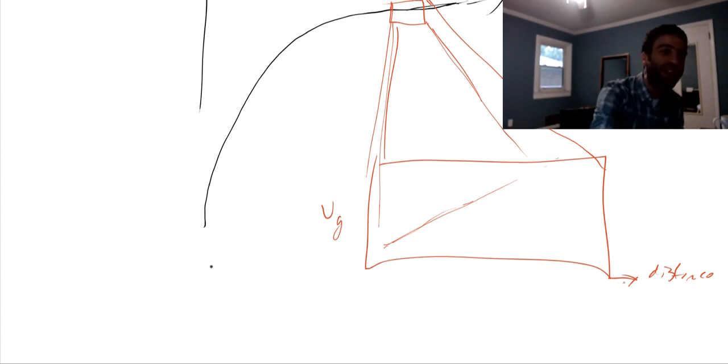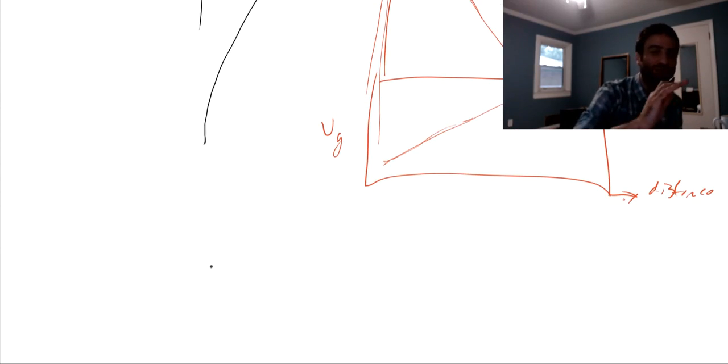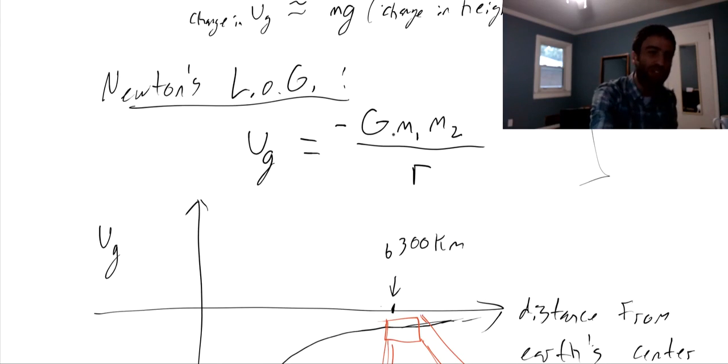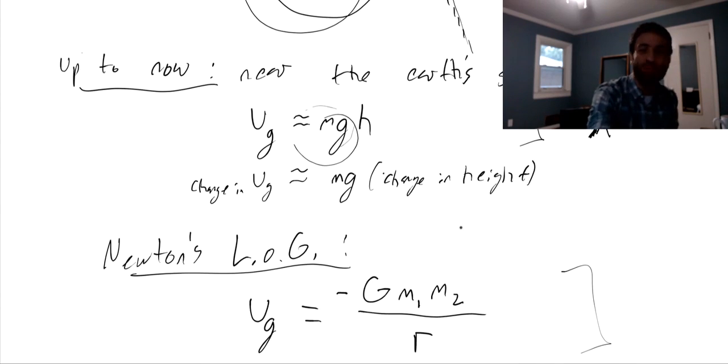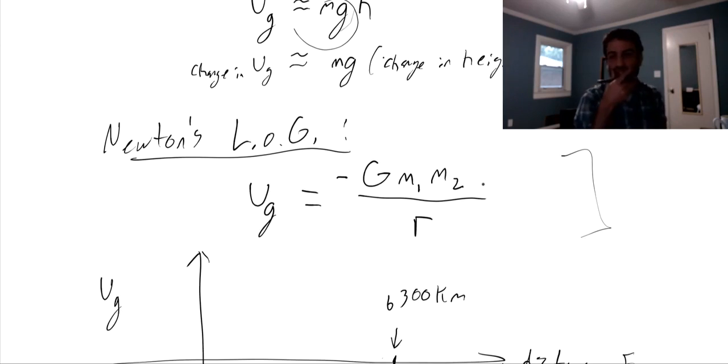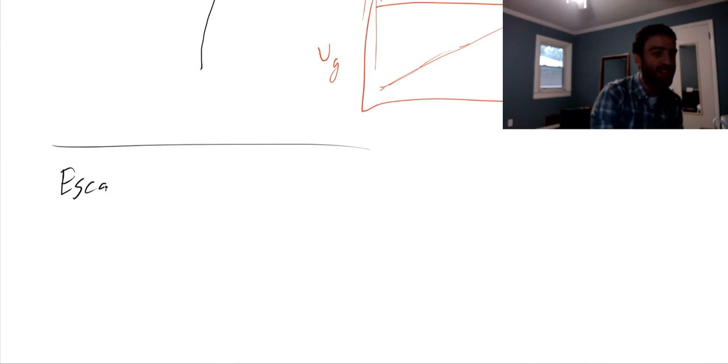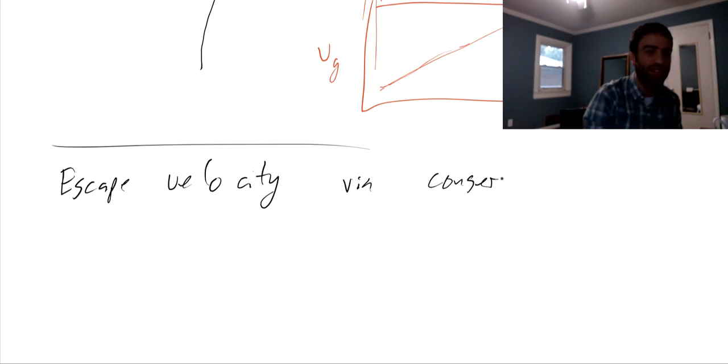Now that we have this expression for what is the actual potential energy, not just an approximation that is good for describing changes in potential energy, but the actual potential energy stored due to the gravitational attraction between two objects, we can actually work out the escape velocity just by thinking about conservation of energy.